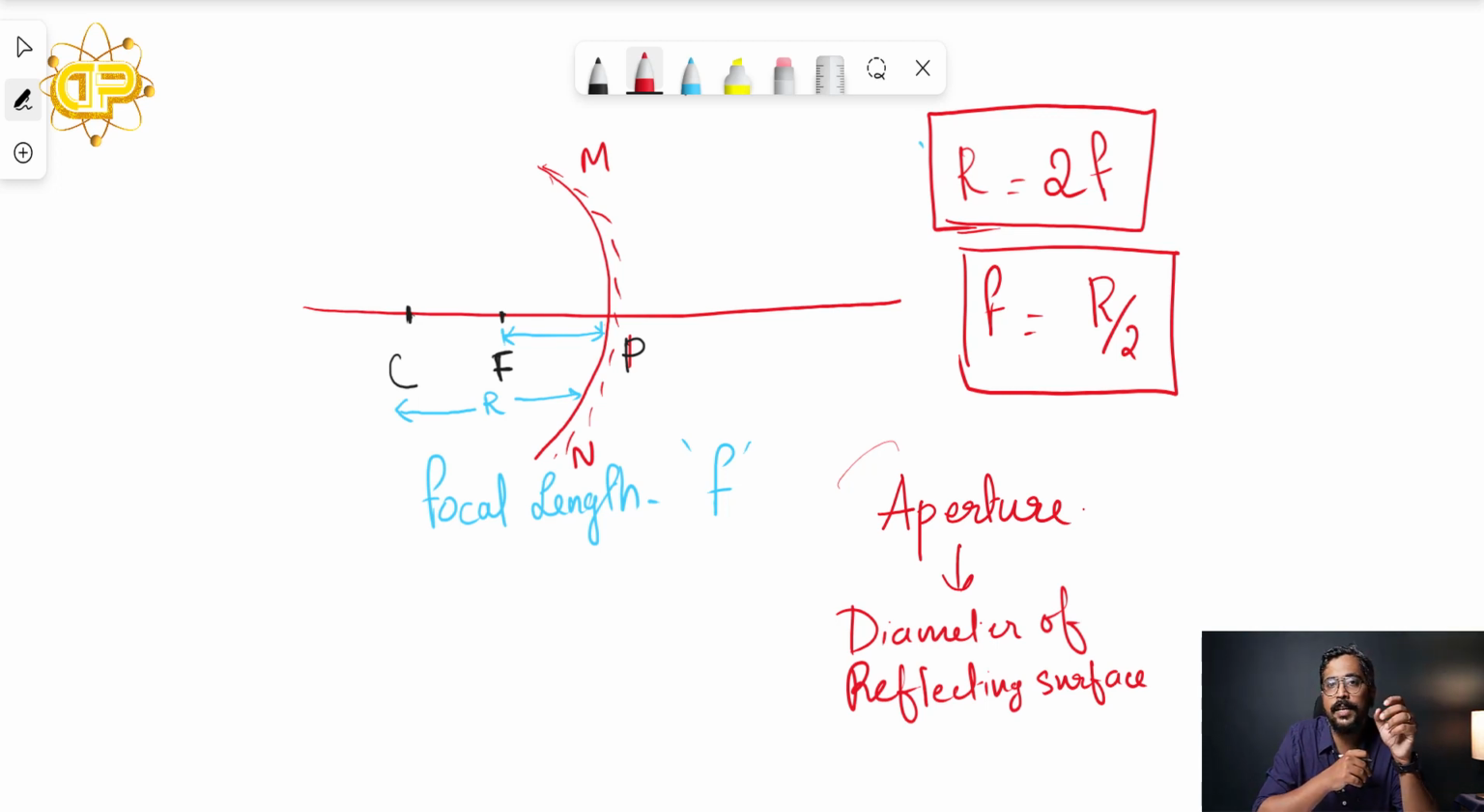The aperture of the mirrors will be very small when we compare it with the center of curvature. So such types of mirrors are taken into consideration. For our 10th standard studies, we are taking it like that. Okay, so that's it about the various terms related to the mirrors.